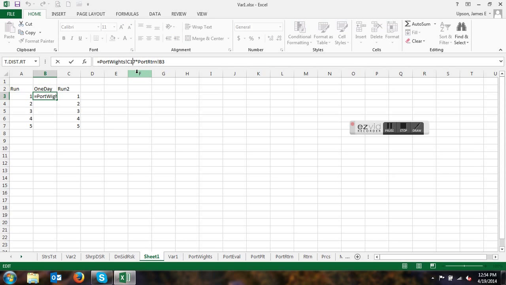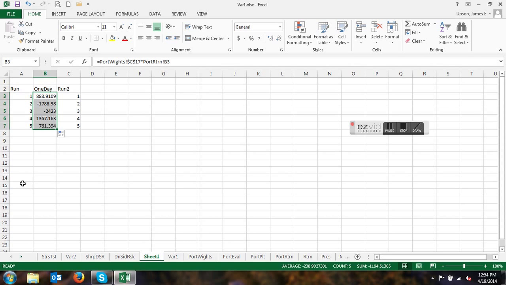We want to keep the portfolio value constant, so we'll hit F4, so that always stays at $200,000. And then we're going to drag this down. That's going to represent our different potential return values. So this simulated day represents a random day draw of a negative $1,788. This is minus $2,400. This one plus $1,300. This one plus $7.